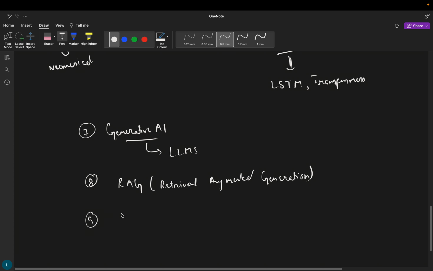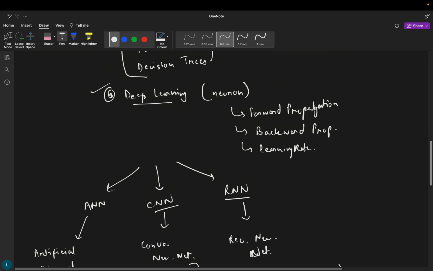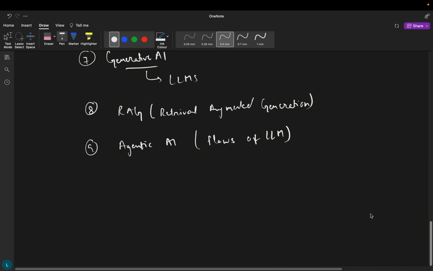After RAG, you can start with agentic AI. In agentic AI, you basically deal with the flows of LLMs, like how the output of one LLM is going to another one, and how the graph structure, how the tree structure is made and everything. So agentic AI is the final step, and you must make a lot of projects on generative AI, RAG, agentic AI, machine learning, deep learning, side skills.